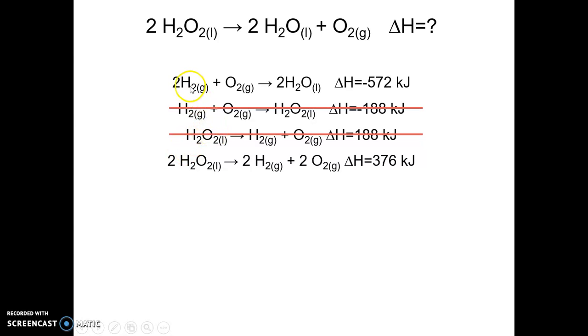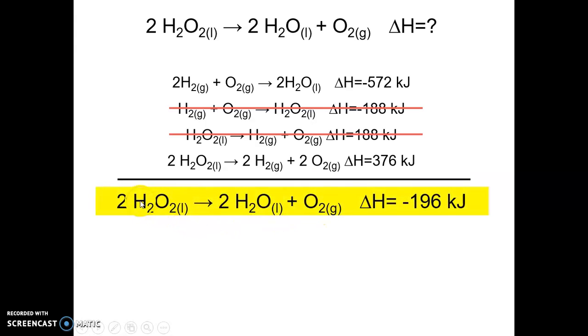And now I've got 2 hydrogens on the left, 2 hydrogens on the right. Those will cancel. Got an oxygen. It's going to cancel one of those oxygens. We'll have 1 oxygen on the right, and then the 2 waters. That's it. Got it. So 2 hydrogen peroxides make 2 waters and an oxygen. The change in enthalpy for that will be the sum of these two, which is negative 196 kilojoules.